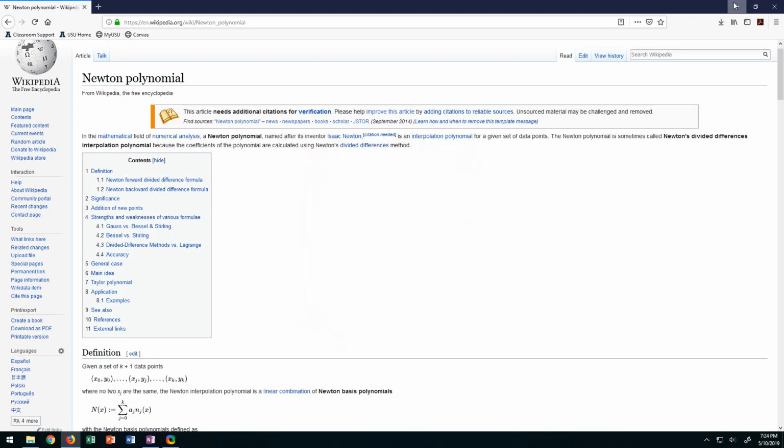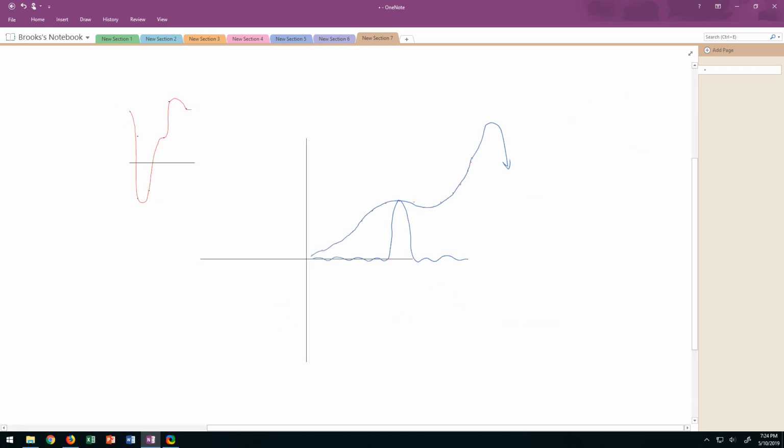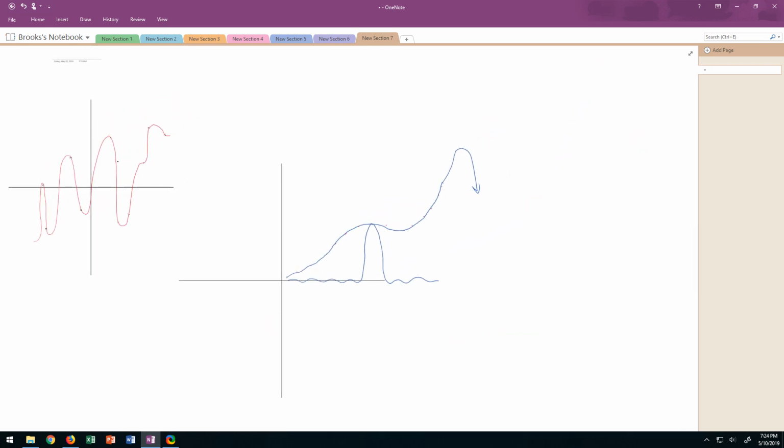Very good at interpolation, pretty bad at extrapolation, because up here you expect it to keep going up and who knows, it might go down. So it's bad at extrapolation, but extremely good at interpolation. So interesting. There you go. That's all I have for you.